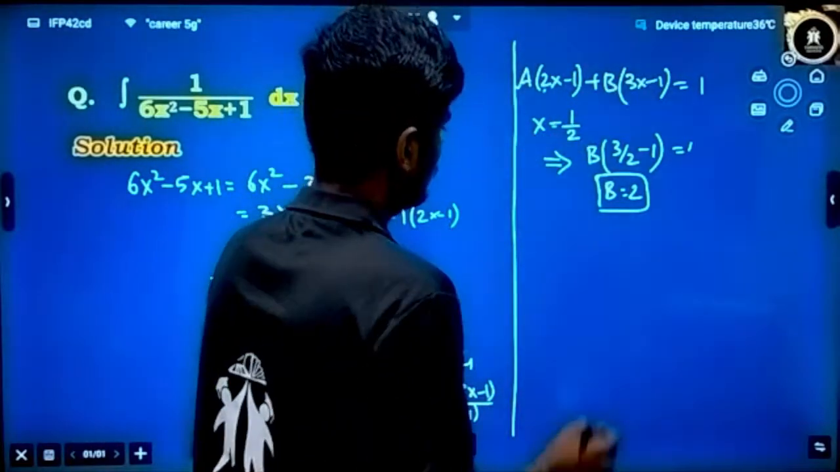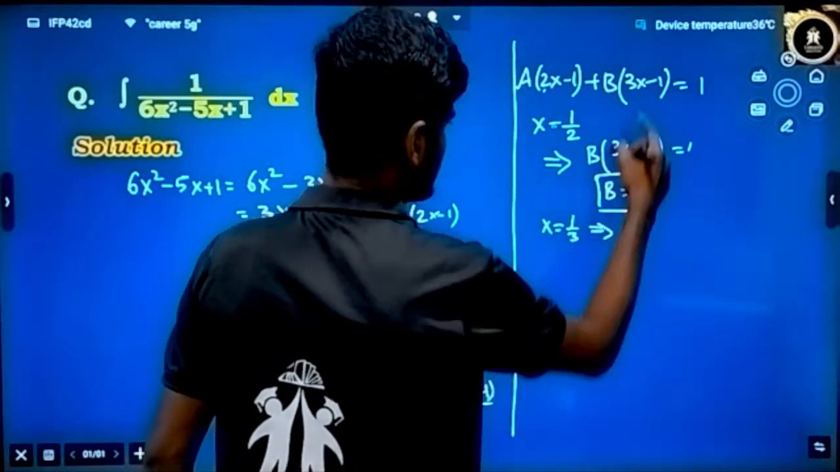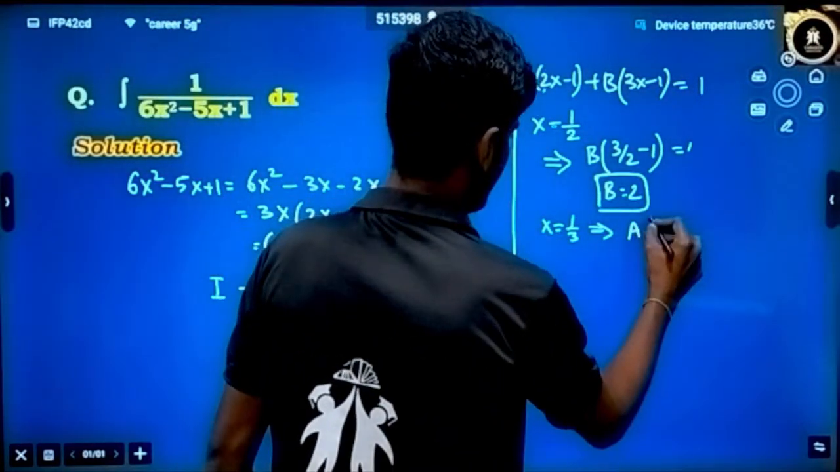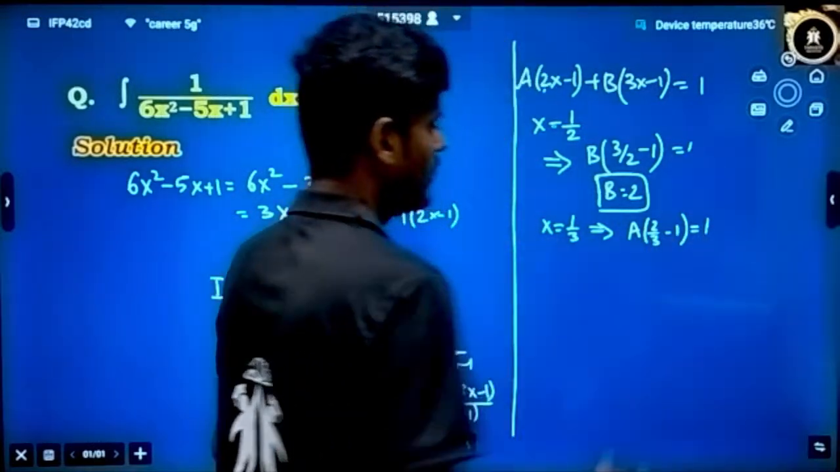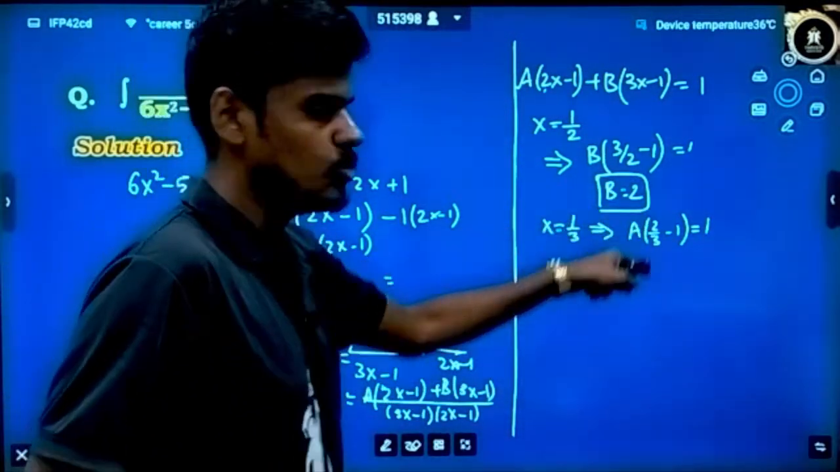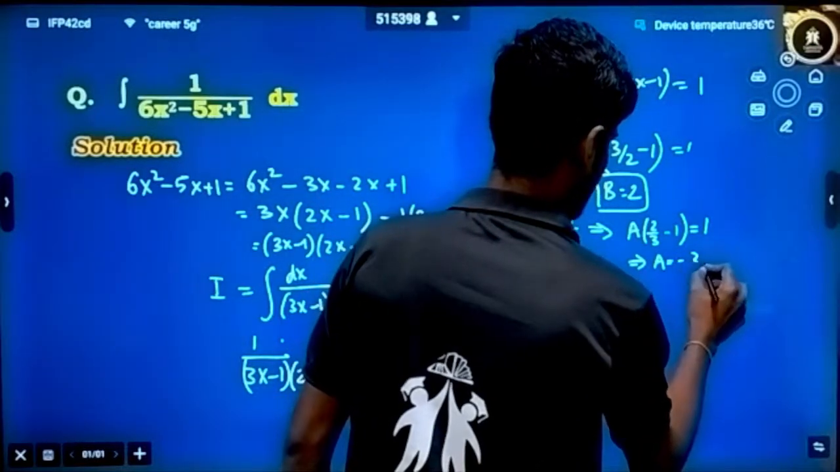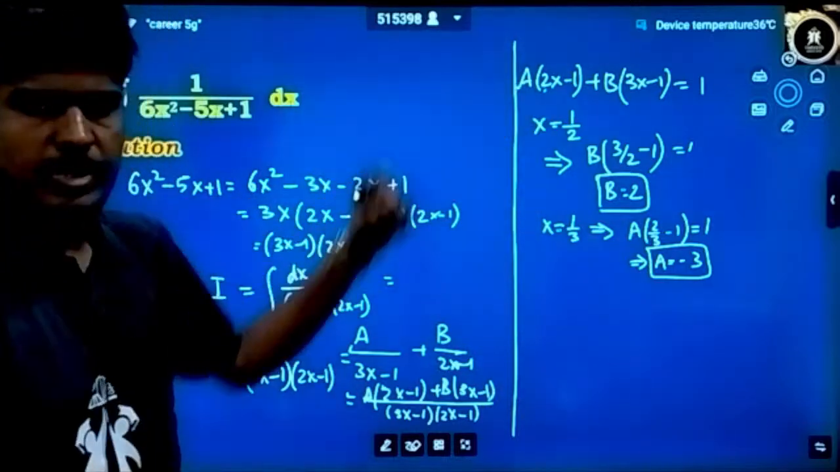Similarly, substitute x equal to 1 by 3. Then the b term will vanish and we will have a into 2 by 3 minus 1 equal to 1. 2 by 3 minus 1 is minus 1 by 3, which means a will be minus 3. So now we got the a and b values.